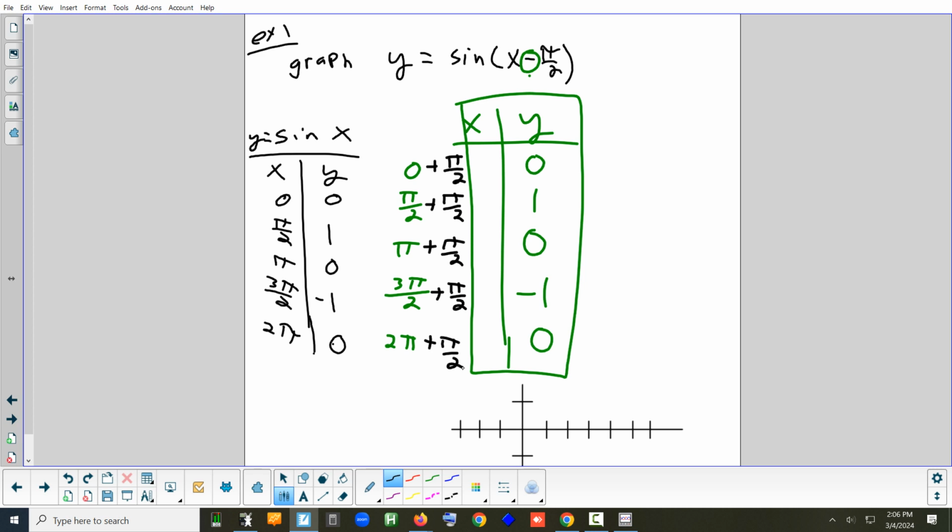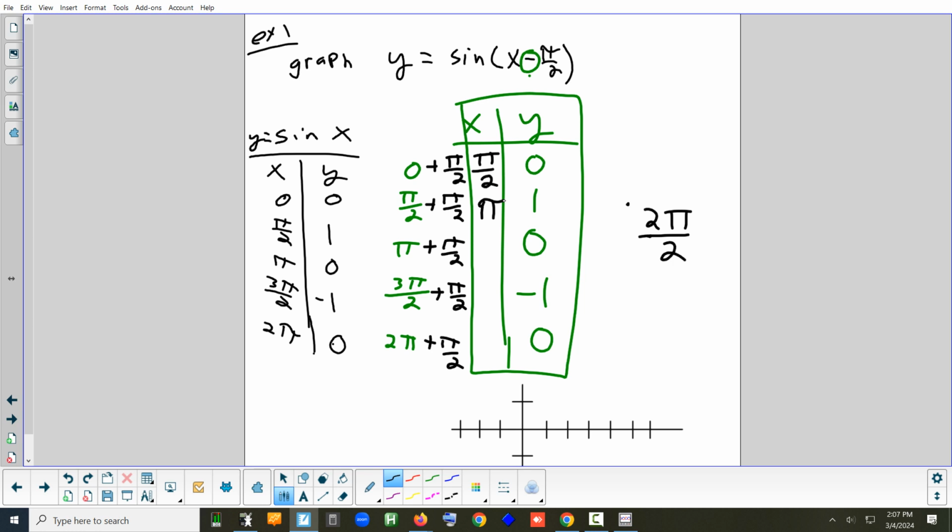Okay, so we'll start with the first one. What's 0 plus pi over 2? Pi over 2. Okay, so there's my new x value. Now, pi over 2 plus pi over 2. When you add fractions, what do you have to make sure you have? A common denominator. So if you have 1 pi over 2 plus another 1 pi over 2, the answer is something over 2. So it's 2 pi over 2. And what does that reduce to? Pi. There's my next x value.